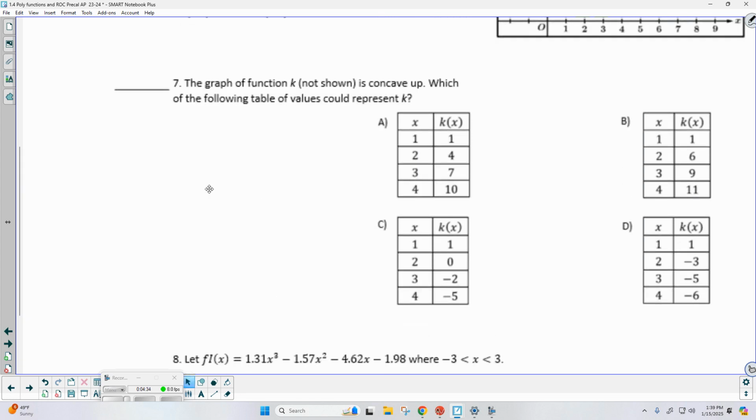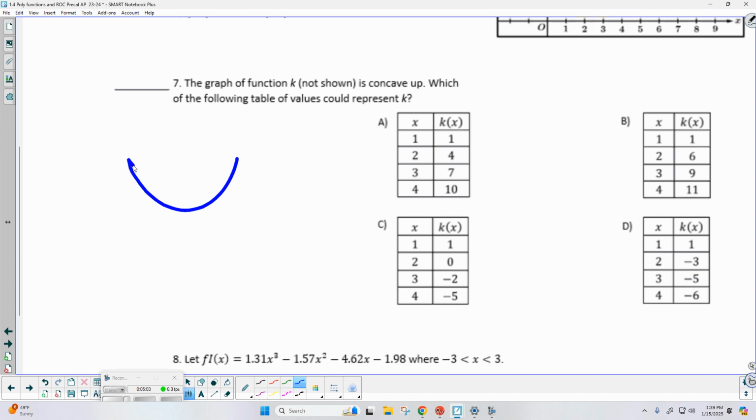Okay, so 7 says the graph of the function k, which is not shown, is concave up. Okay, so concave up, remember we've got the cup. So I'm going to go ahead and draw something that's concave up right there. Which of the following tables of values could represent k? All right, so what I was thinking here, what defines concavity? What do we actually track the progression of? Starts with S.